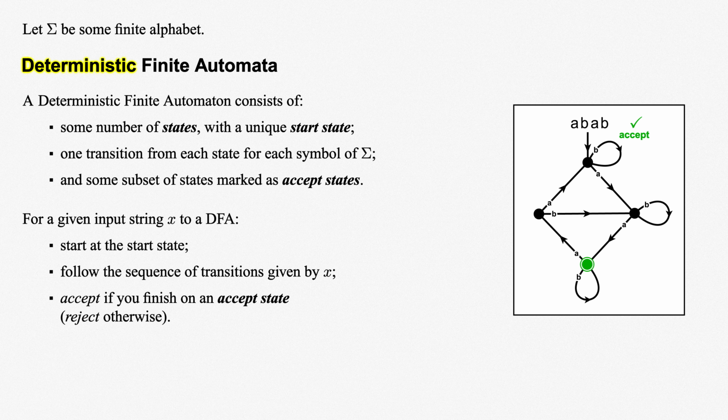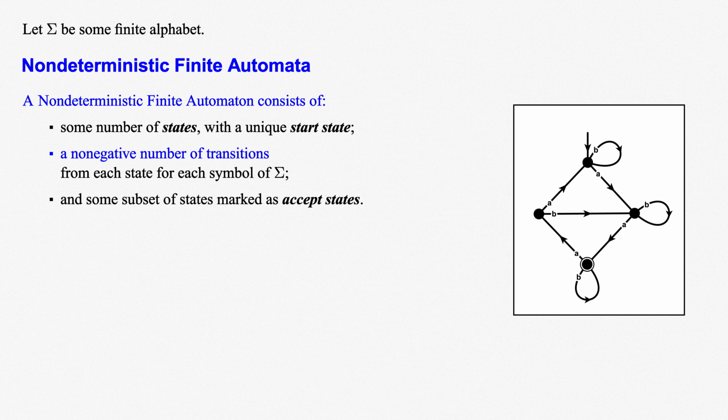The term deterministic refers to the fact that as we scan through the characters of an input string, our transitions from each state determine a unique next state. We finish on exactly one state, which gives the result of the computation, accept or reject. This is all due to that second condition, that a DFA must have exactly one transition from each state for each symbol of sigma. In a non-deterministic finite automaton, or NFA, we lift this condition.